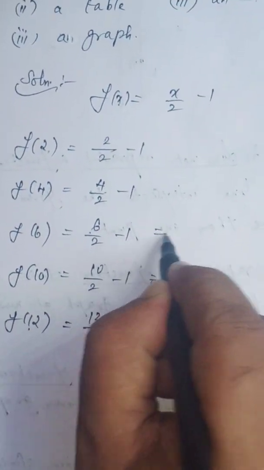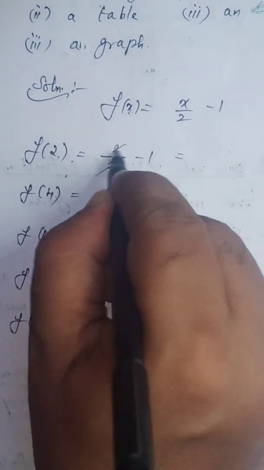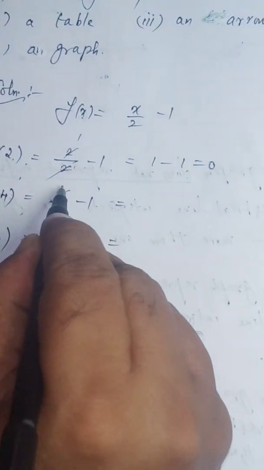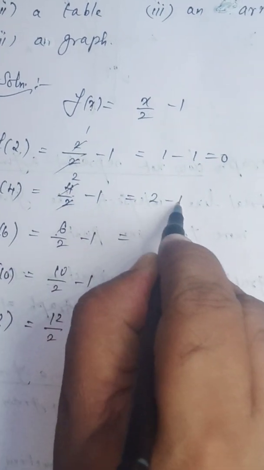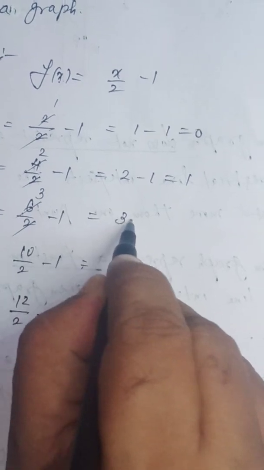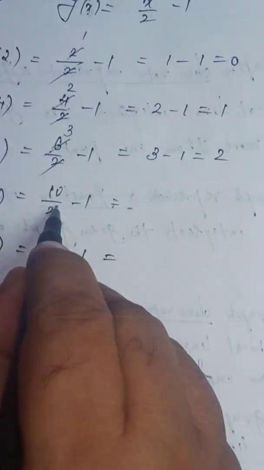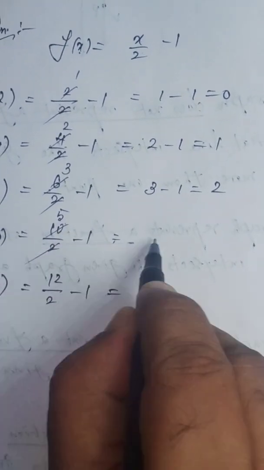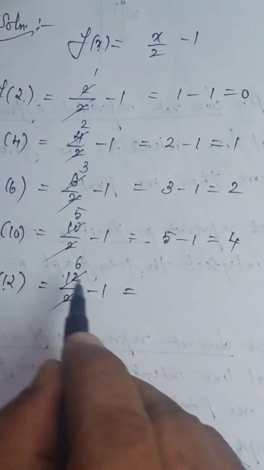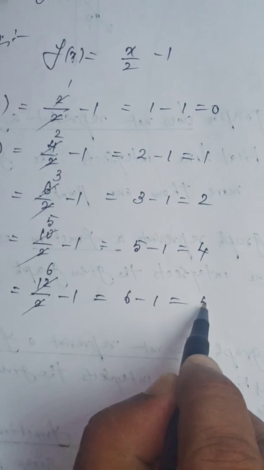Now simplify. 2 gets cancelled, 1 will be there. So 1 minus 1 equals 0. 2 table how many times? 2 times. So 2 minus 1 equals 1. 2 table how many times? 3 times. 3 minus 1 is equal to 2. 2 table how many times? 5 times. 5 minus 1 is equal to 4. 2 table how many times? 6 times. 6 minus 1 is equal to 5.